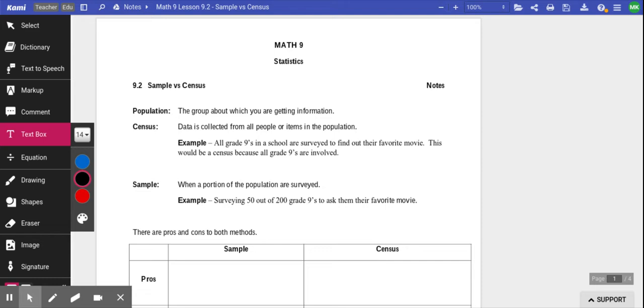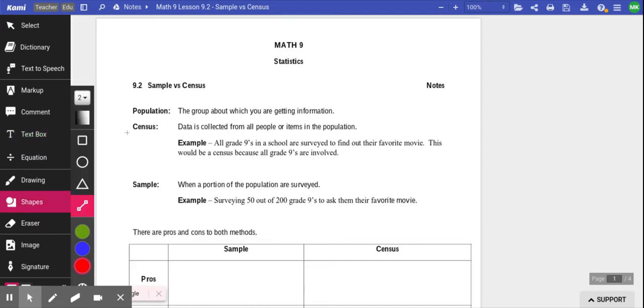Census means that you are collecting information from every single person in which you are trying to get information about. That group of people is called your population. So population is the people that you're trying to get information from. Census means that you're getting information from all people. Okay, census, all people.